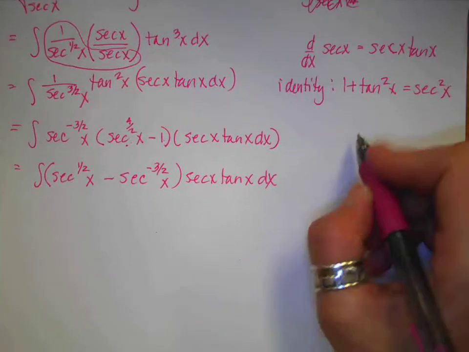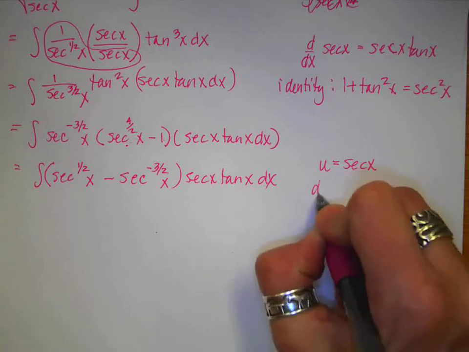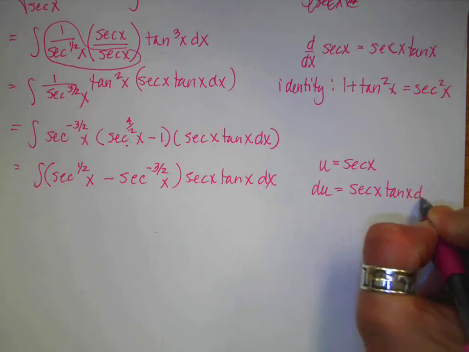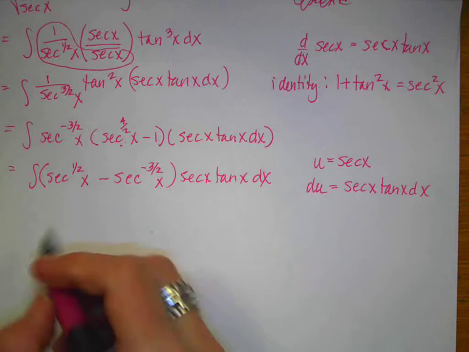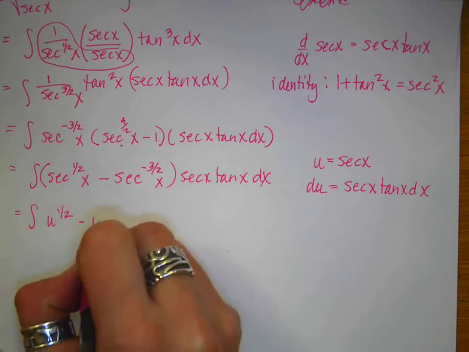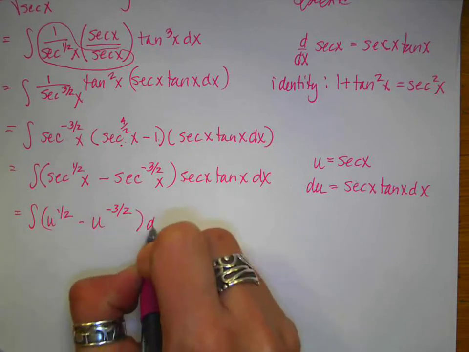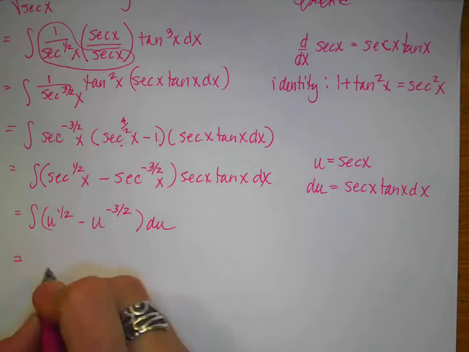All right, so now I'm going to do my u substitution. Get me all straight here. So u is equal to the secant of x, so my du is secant x tangent x dx. Okay. So now I'm just ready to integrate because this is just the integral of u to the 1/2 minus u to the negative 3/2 du. Well, that was pretty easy.